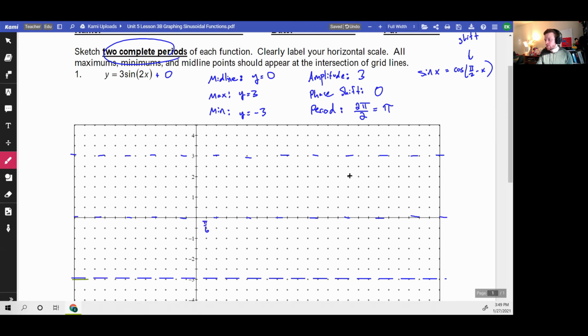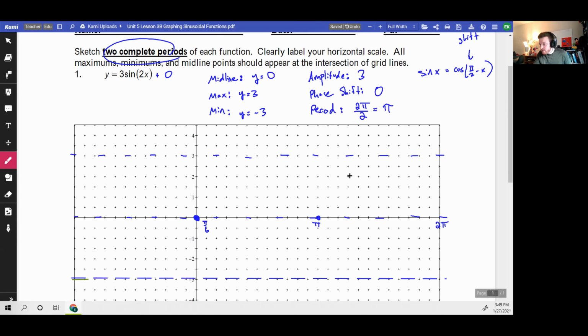There are 1, 2, 3, 4, 5, 6, 7, 8, 9, 10, 11, 12, 24 ticks on all the graphs that we're going to give you. So this is 2 pi. That's why it's the way it is. All right, so if the period's pi, then I have no phase shift. Sine, is it starting on the midline or at a maximum? Starting on the midline. So we're going to have a point at 0, 0. And then after pi, I've made a full rotation.